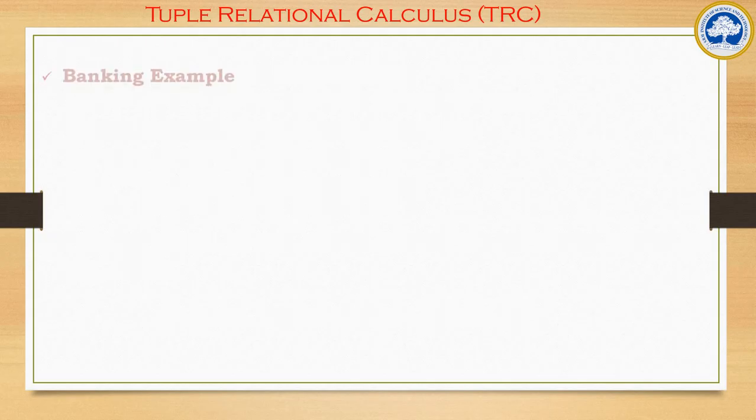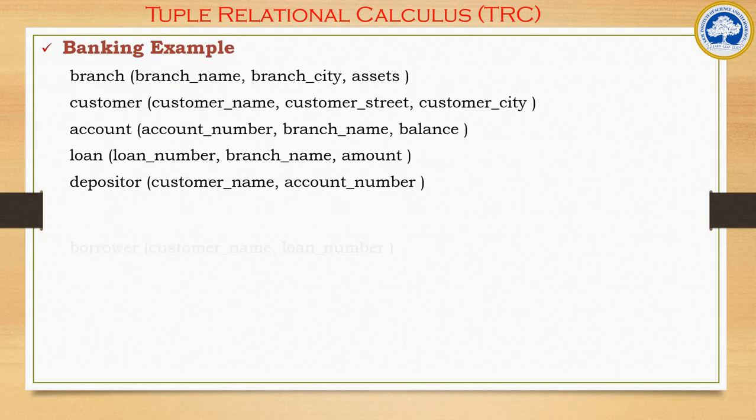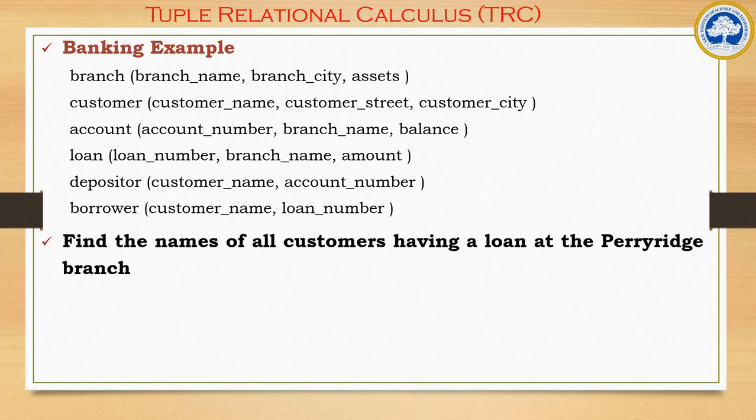So the next example, the same banking query we are taking: find the name of all the customers having the loan at the Perry Ridge branch. Now we need two pieces of information: the customer names, as well as that they must be under the Perry Ridge branch. If you look at the tables, the borrower table has the customer name, since they are taking the loan, but the branch is missing. Branch information is available under the loan table.